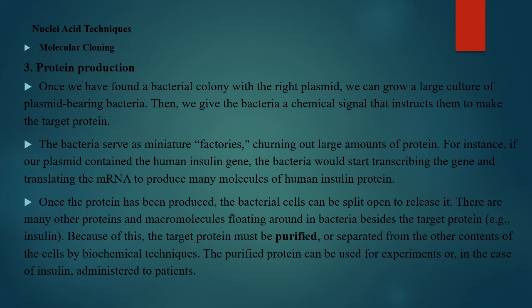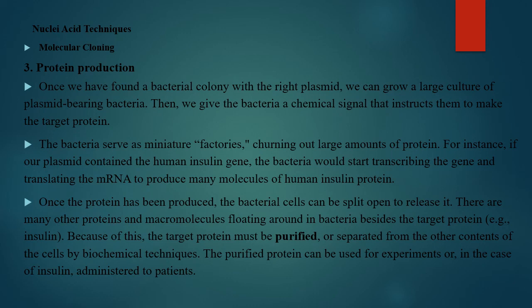Then the final step is the protein production. So once we have found a bacterial colony with the right plasmid, we can grow a large culture of plasmid-bearing bacteria. Then we give the bacteria a chemical signal that instructs them to make the target protein. So this is what we have done.